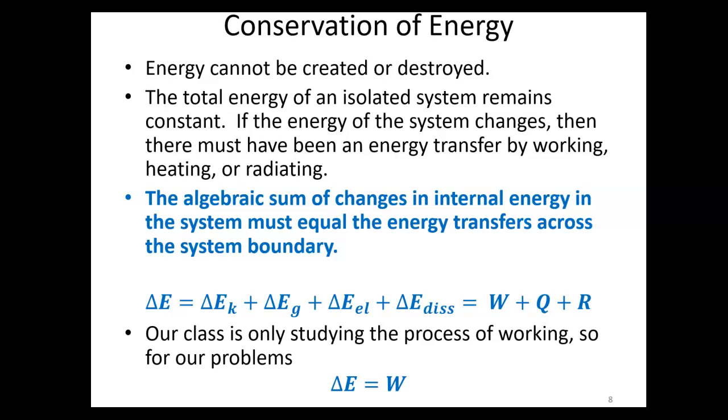But if the system you're looking at has a change in its energy, then there had to have been an energy transfer. And there are only three ways for that energy transfer to occur. They're the processes of working, heating, or radiating. And so therefore, the change in energy of the system must equal the sum of the working plus heating plus radiating. Now, for our purposes, our class is only really studying the process of working. So for our problems, if there's a change in energy, it equals the work that was done on the system.